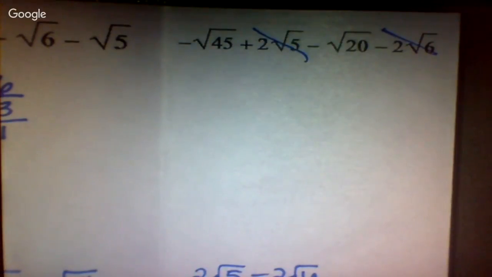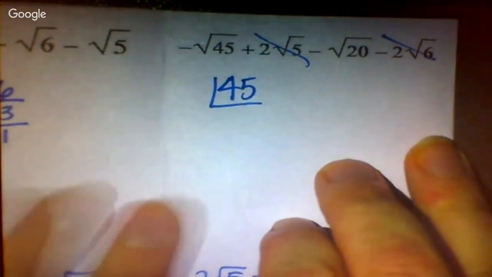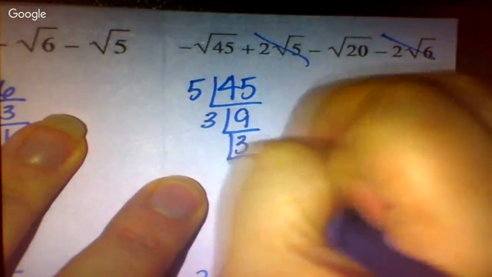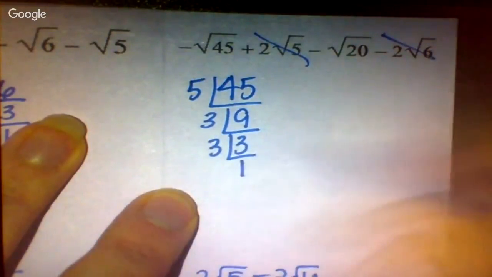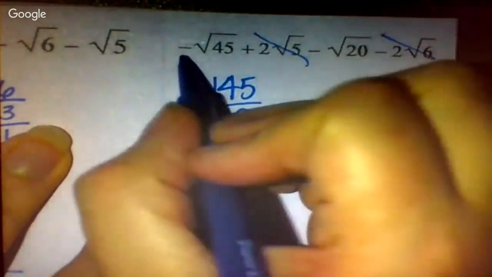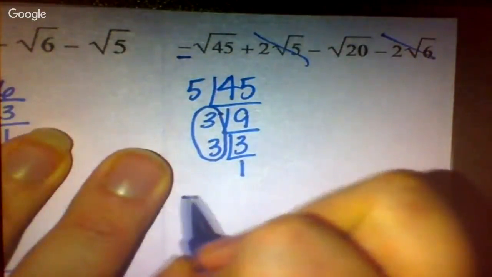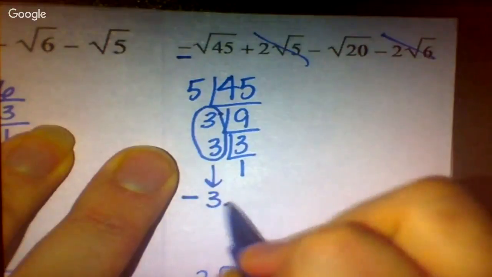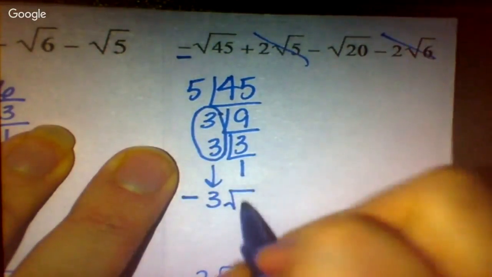But the other two, let's see what we can do. So we need to break down 45. 45 is 5 times 9, and 9 is 3 times 3, and then 3 and 1. What am I grouping in? 2s, so I'm grouping my 3s. Okay, you have a negative out front, so you must bring that negative down. Your 3 comes out front, and you're left with the square root of 5.